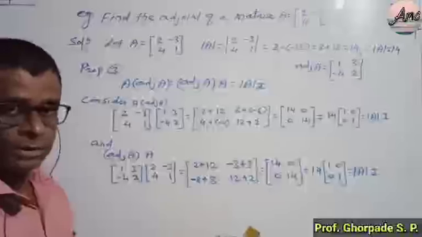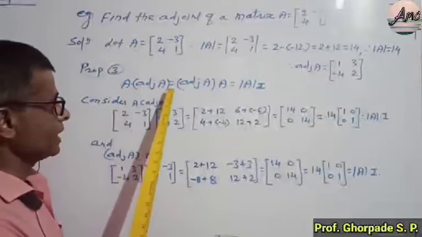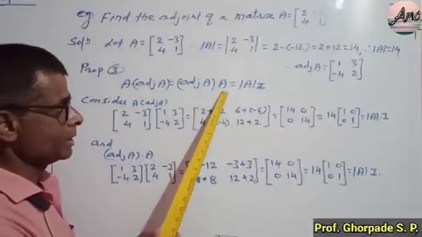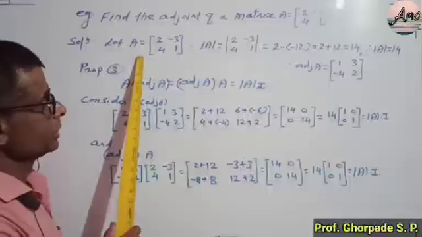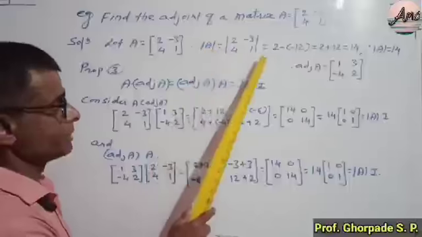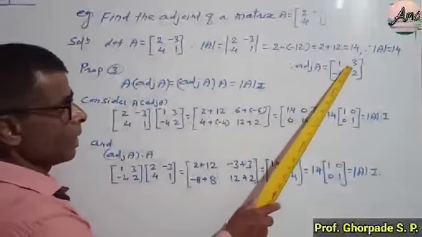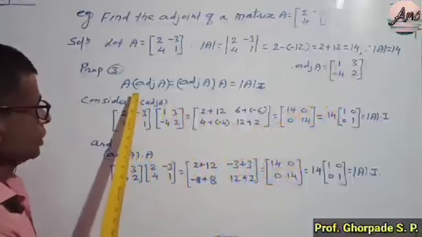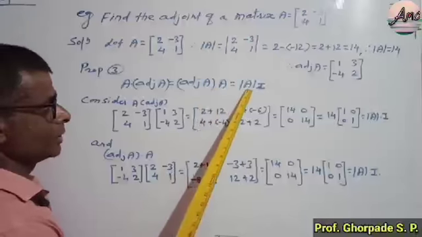Now let us prove the next property. A into adjoint of A equal to adjoint of A into A equal to determinant of A into I. So this is the given matrix whose determinant is this, and the value of this determinant equals what? 14. And the adjoint of this matrix equals what? 1 3 minus 4 2. So let us prove this property. A into adjoint of A equal to adjoint of A into A equal to determinant of A into I.